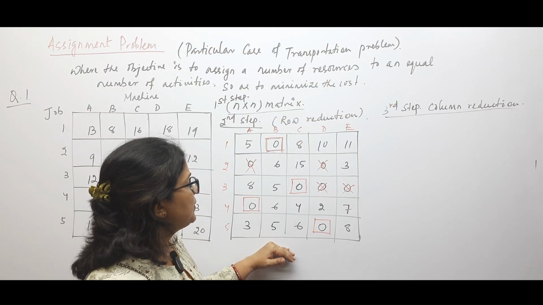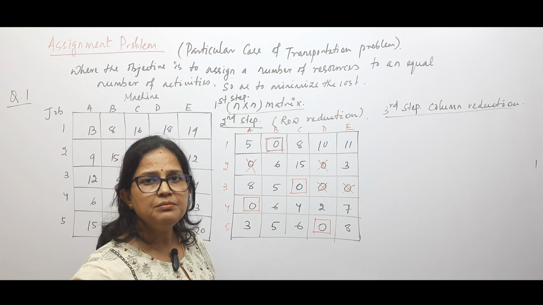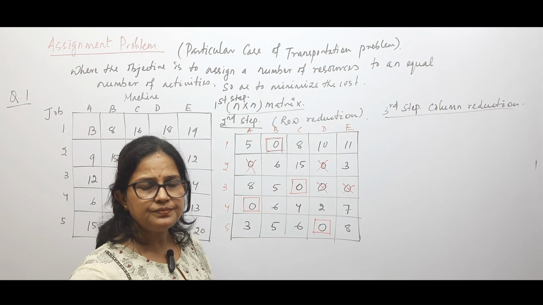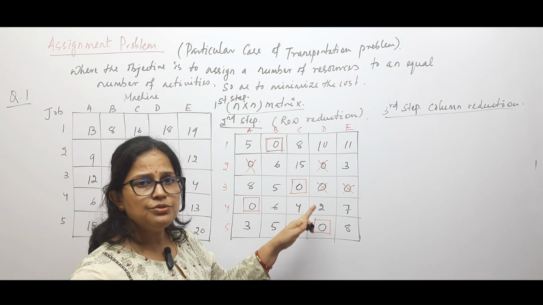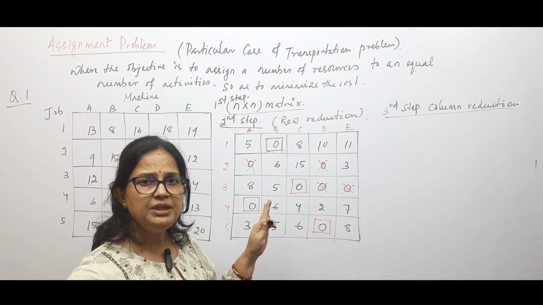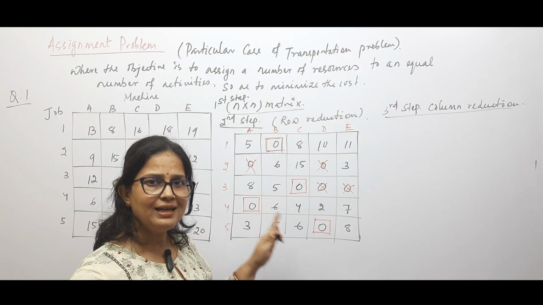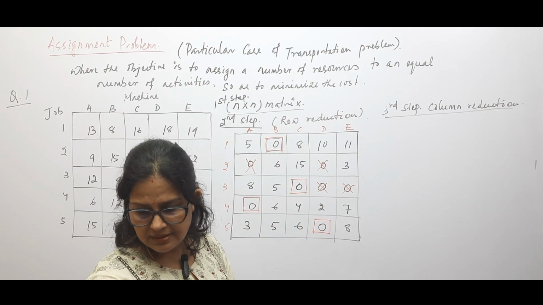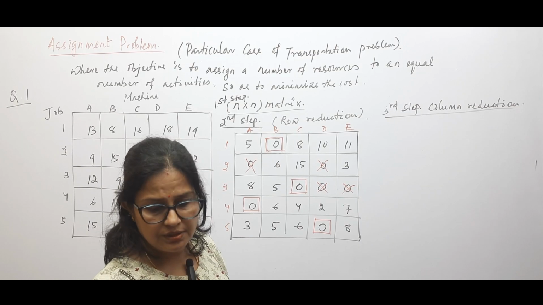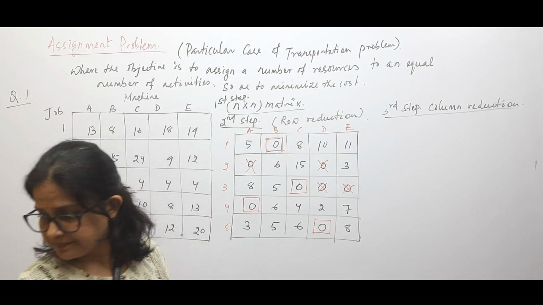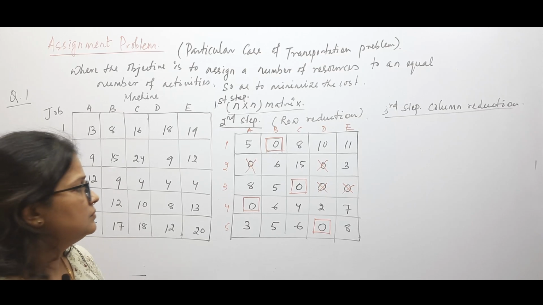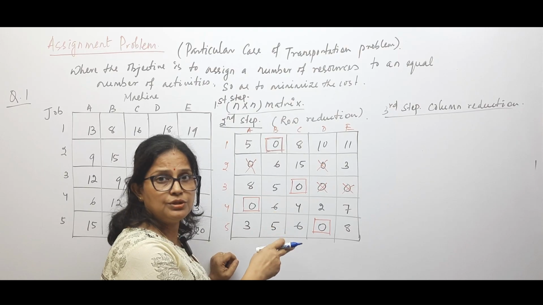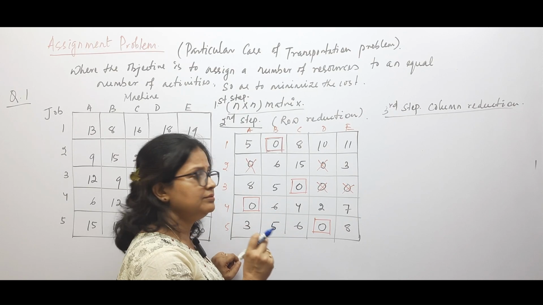What do we need to do? We need to draw the minimum number of lines which should pass through the zeros, meaning all the zeros should be covered. We have to draw the minimum number of lines that cover all the zeros. Let us draw the lines. How are we going to do it? Let us see. I'm trying to cover all the zeros with the minimum number of lines.